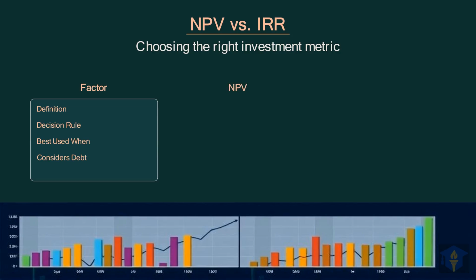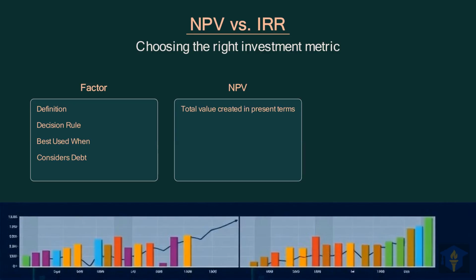Let's start by examining the details for net present value, or NPV. NPV represents the total value created by a project in present terms. The decision rule for NPV is to accept a project if its NPV is greater than 0. NPV is best used when comparing projects with different scales or cash flow patterns. Yes, NPV does indeed consider the cost of debt in its calculation.